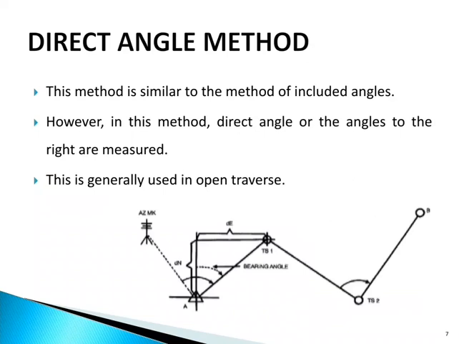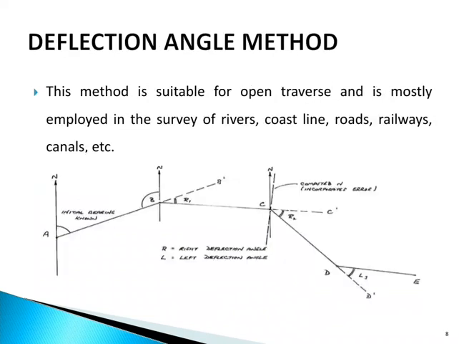Next is direct angle method. This method is similar to the method of included angles. However, in this method, direct angles or the angles to the right are measured. This is generally used in open traverse. Here in the image you can see that the measurements are taken as angles to the right at each station.